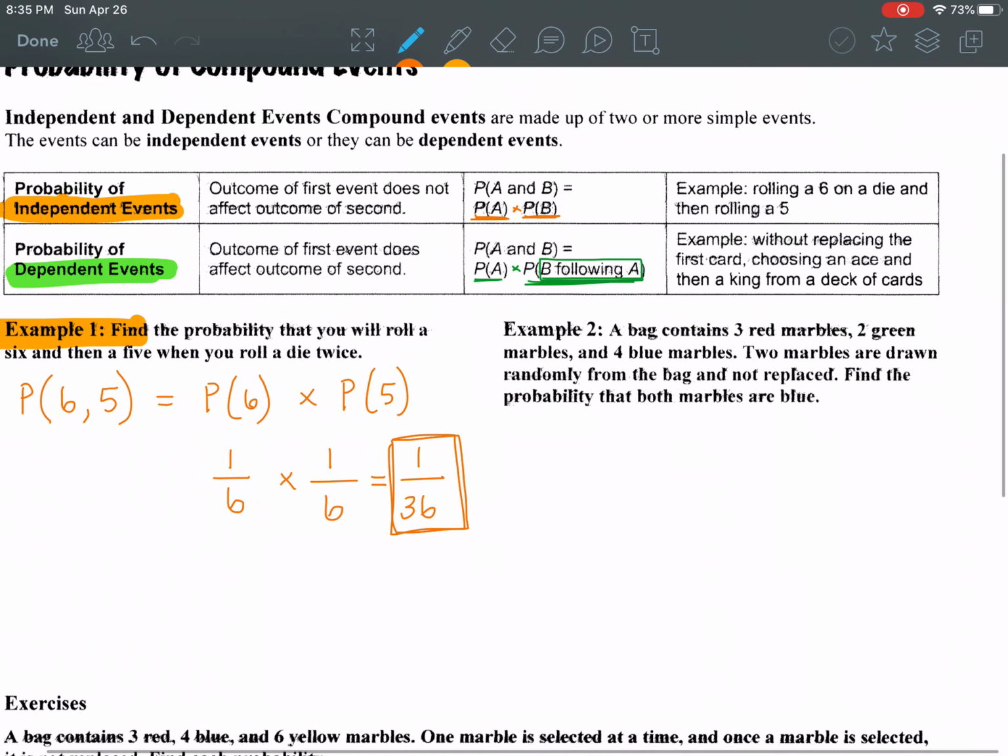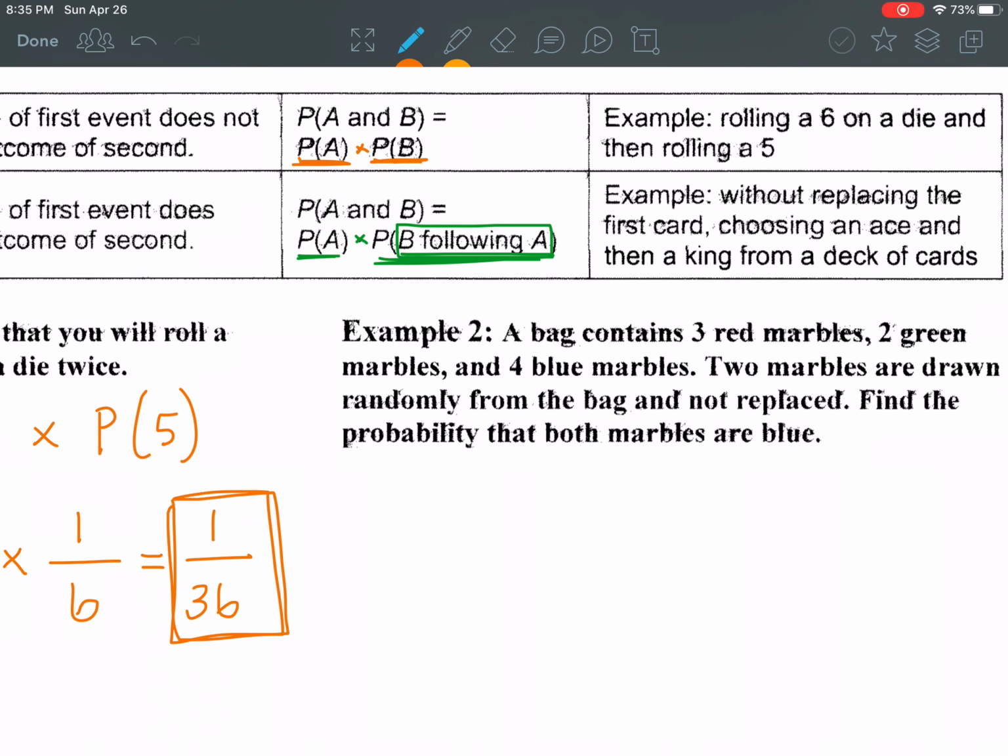Okay. Example 2, a bag contains 3 red marbles, 2 green marbles, and 4 blue marbles. 2 marbles are drawn randomly from the bag and not replaced. Find the probability that both marbles are blue. So that means we want to reach in this bag, we want to pick out a blue, and it says here the marble is not replaced, so we're not going to put that marble back. Think about that. In our bag now, has something changed? We have less marbles in there.